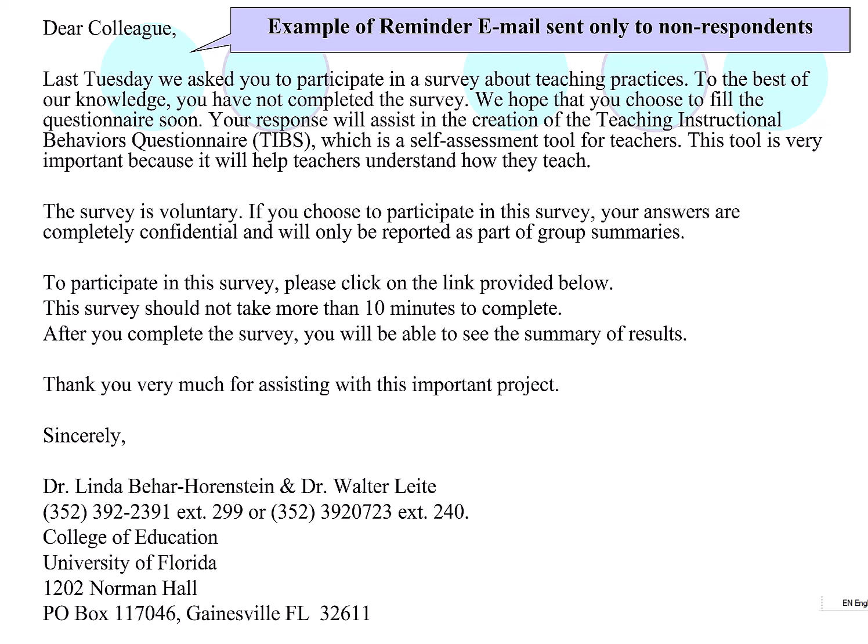Reminders should be sent only to non-respondents, but thank you cards are sent to respondents. The reminder restates the importance of the survey. The reminder should be clearly discernible from the cover letter.